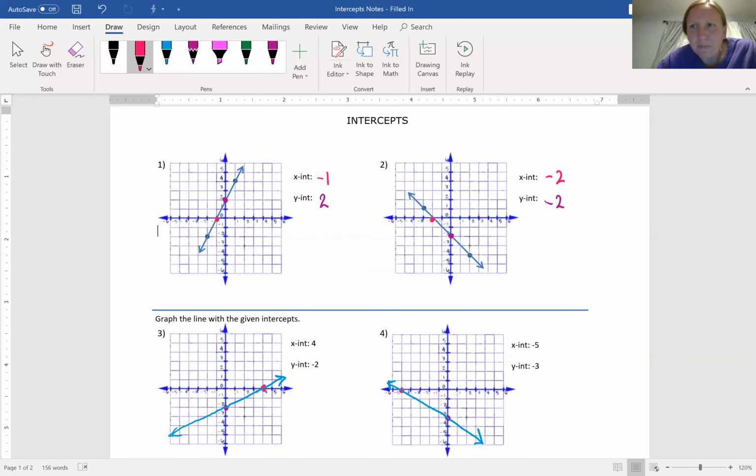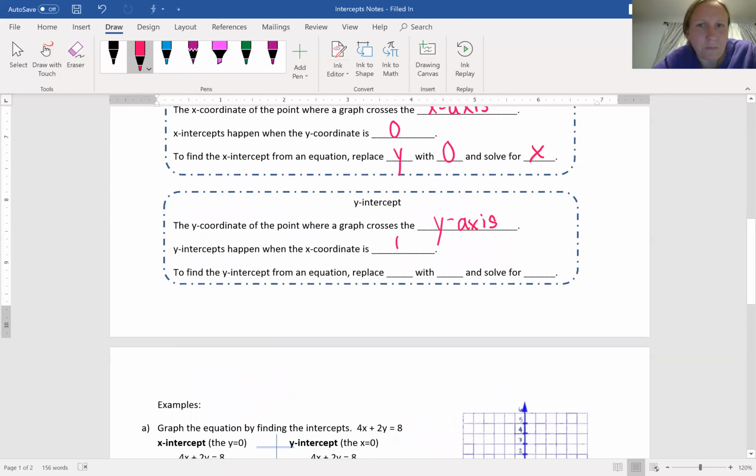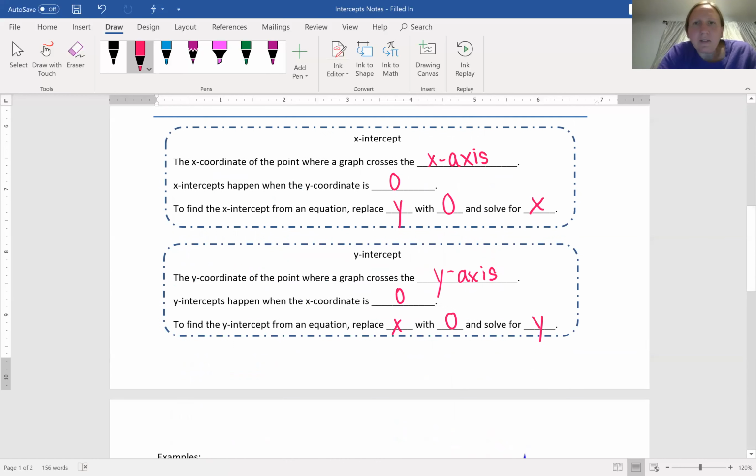So for y-intercepts, they happen when the x value is 0. If we want to find a y-intercept, we're going to replace the x with 0 and solve for y. So mathematically, it's really not going to be so bad. The key is that whatever intercept you're trying to find, you make the other variable 0. If you're trying to find the x-intercept, you make the y 0. If you're trying to find the y-intercept, you make the x 0.